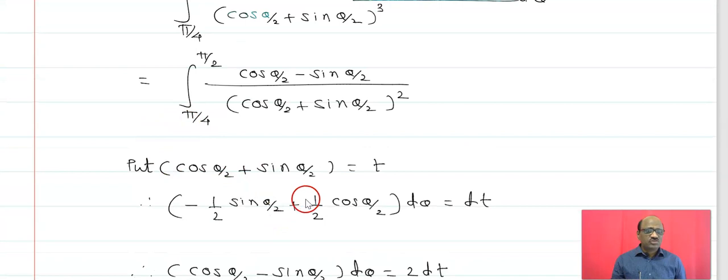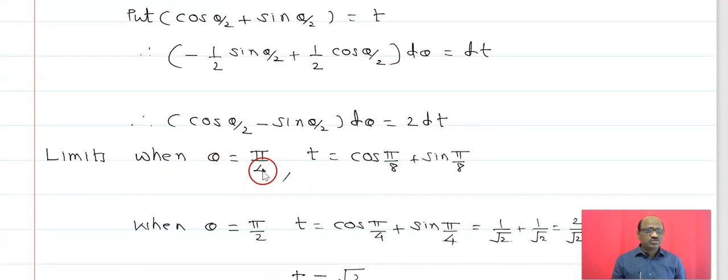That is, theta is equal to pi by 4. When theta is equal to pi by 4, then t is equal to cos of pi by 8 plus sine of pi by 8. We cannot find the value of cos of pi by 8 as it is a fraction. That's why we will leave it as it is.